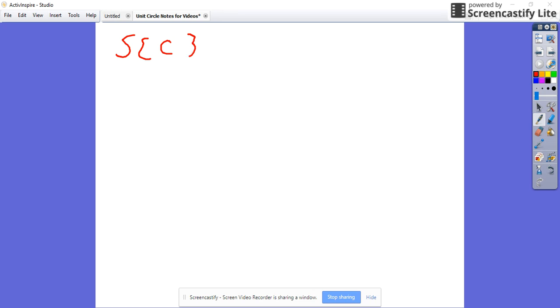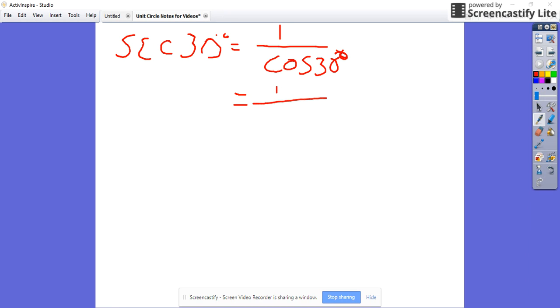So we start with secant at, say, 30 degrees. All right? Well, secant at 30 degrees, that's really talking about cosine at 30 degrees, except we want the reciprocal of that value. That's supposed to be a degree sign, not a square there. Sorry about that. Well, 1 over cosine, that's 1 over the x-coordinate at cosine of 30 degrees. Well, what's the x-coordinate at 30 degrees? Well, that's root 3 over 2.